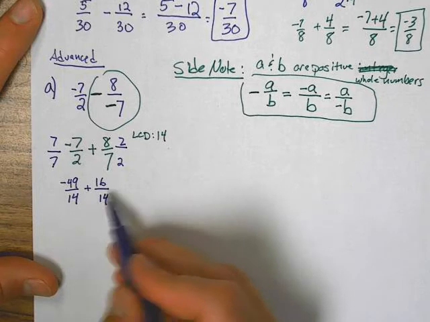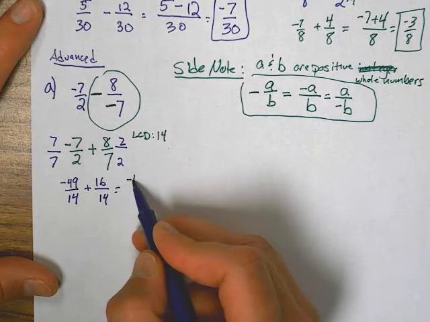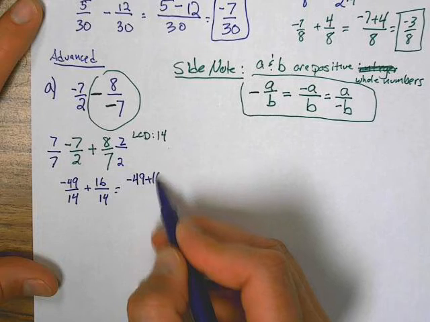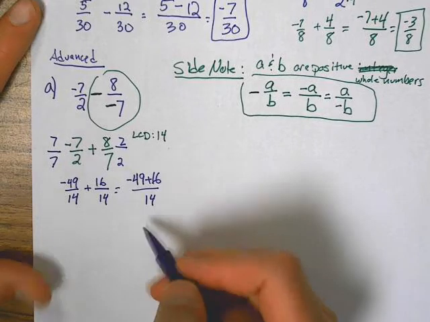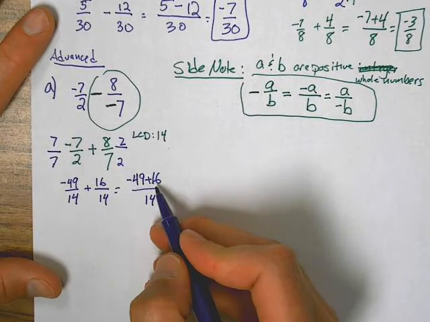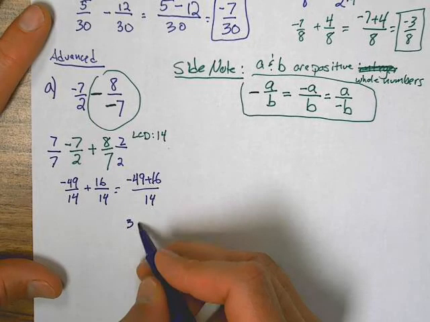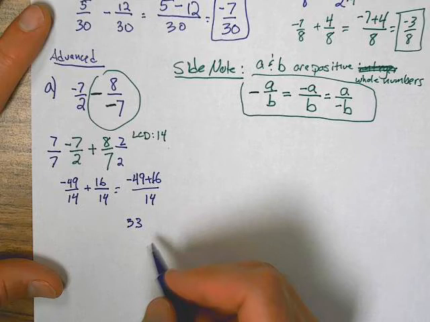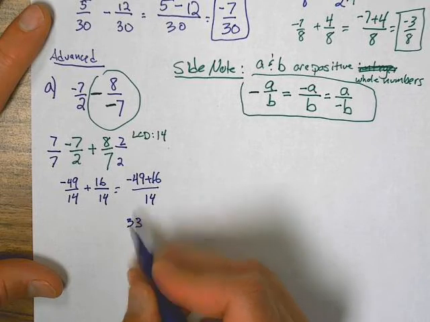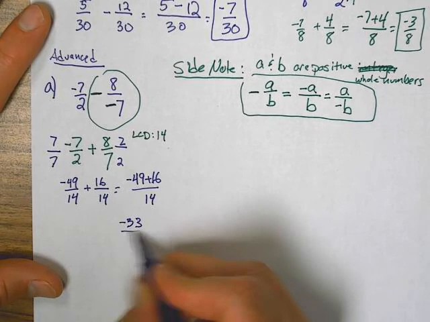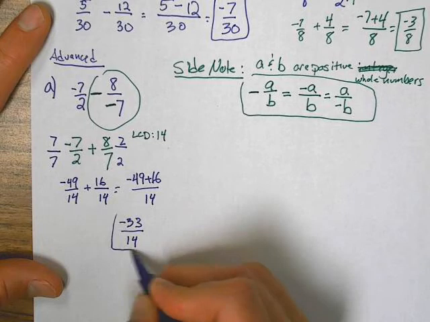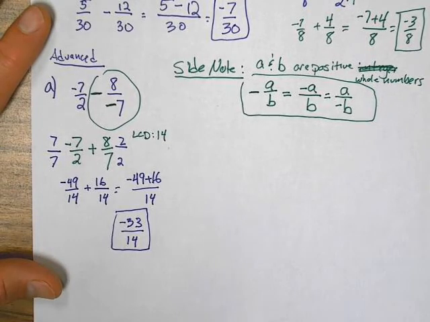Now I can add together the negative 49 and 16. So I have negative 49 plus 16 over 14. So it's like 49 take away 16. What is that? That's 33. But it's negative, right? The larger of the two numbers is negative. So I have negative 33 over 14 as my final answer there.